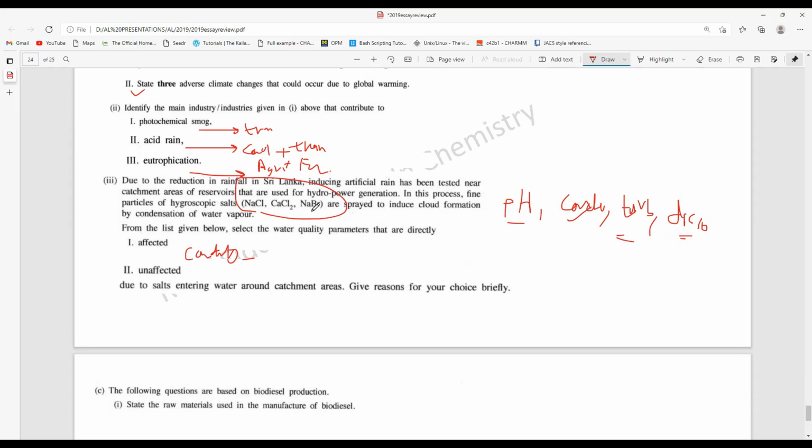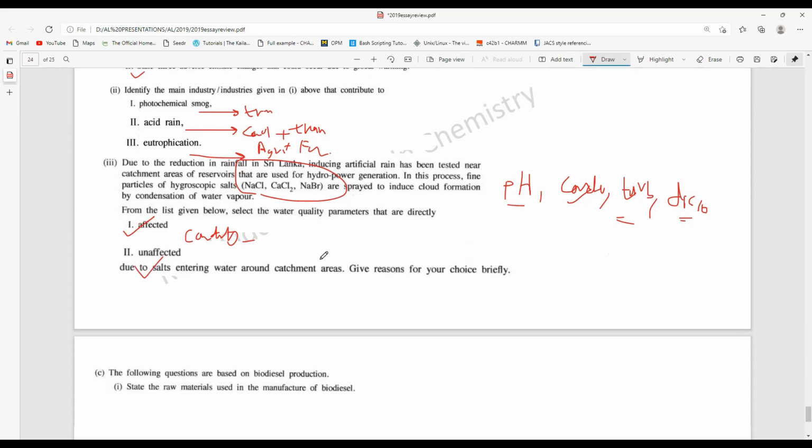And turbidity, these are not forming precipitate, so no effect, no turbidity. And for dissolved oxygen, they will not react with oxygen, so no problem. Okay, so you have to write all these things.